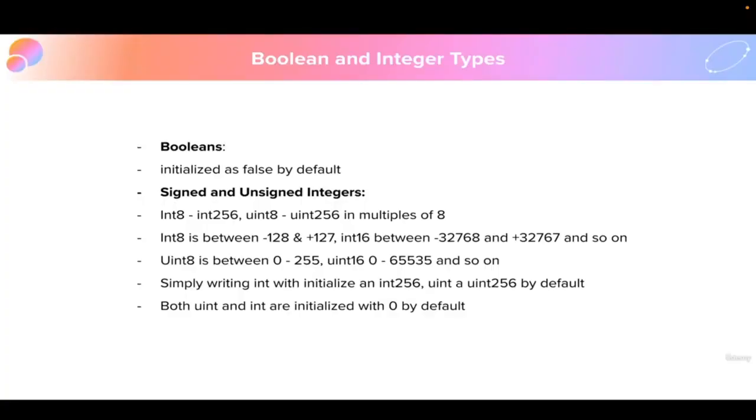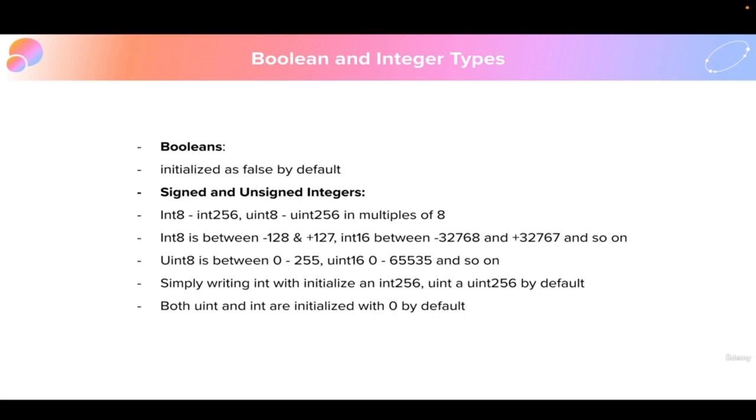Hi, and welcome to our lesson on Boolean and integer types. Once again, Solidity is a statically typed programming language, which means we must specify the variable type at declaration. First, we'll go over Boolean values. As we all know, Boolean values can either be true or false. They are initialized as false by default.